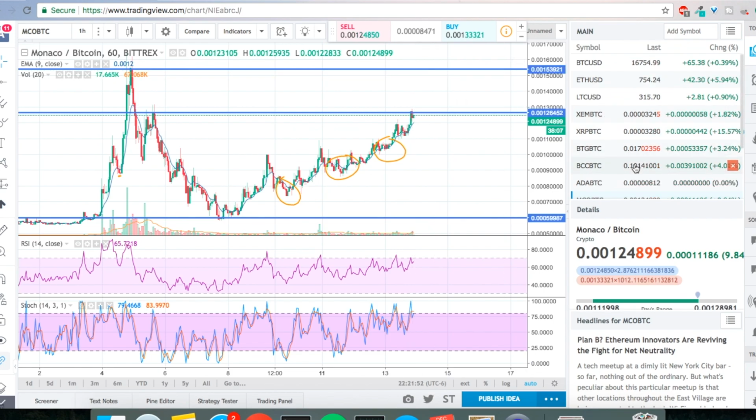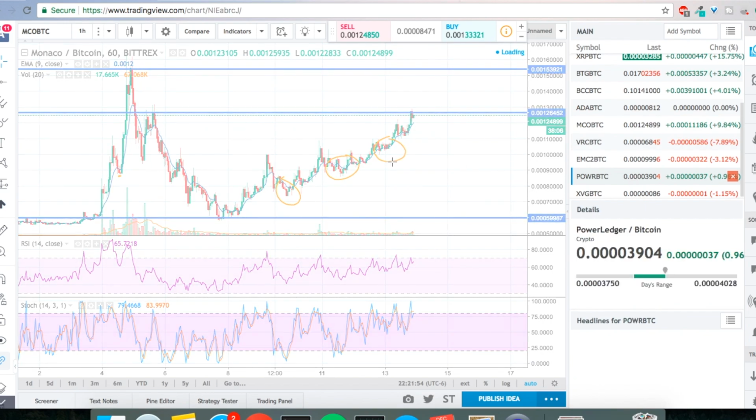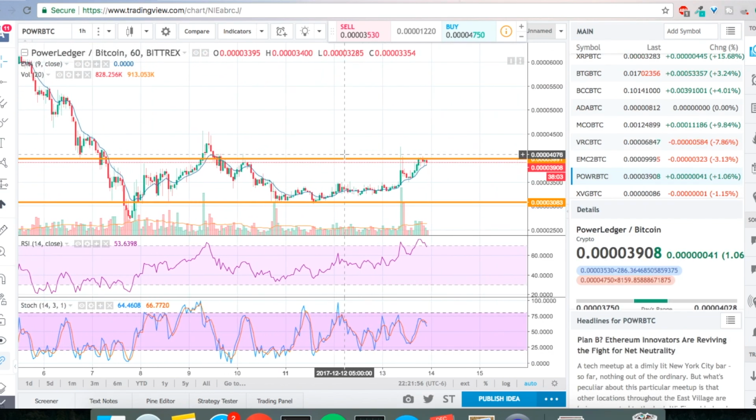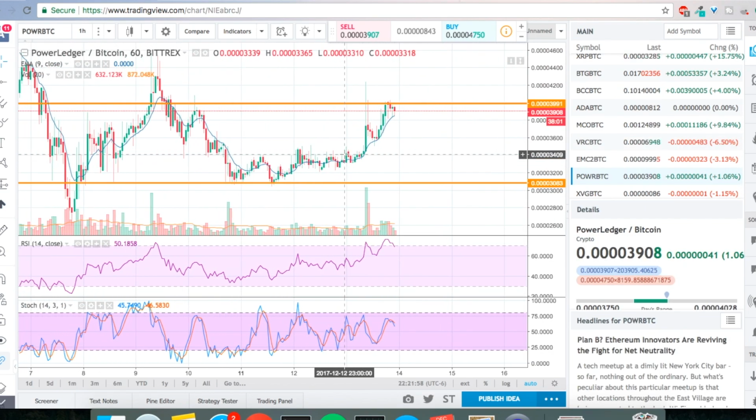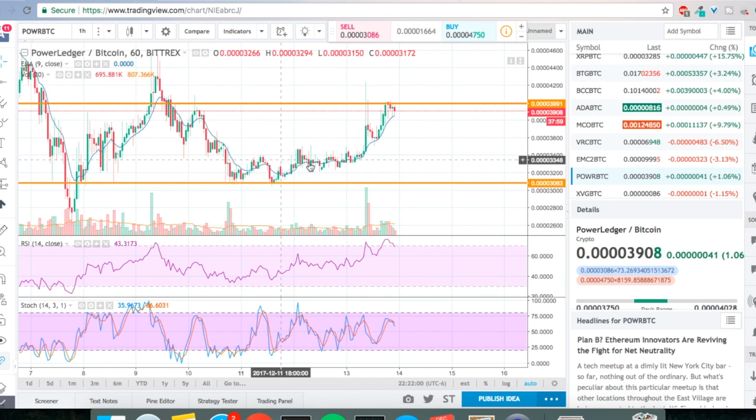So this is one example. We're going to take a look at another coin that's also forming a similar pattern. As you can see here, we're taking a look at Paraledger. Paraledger is also forming this cup formation.